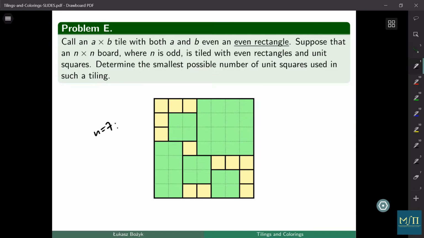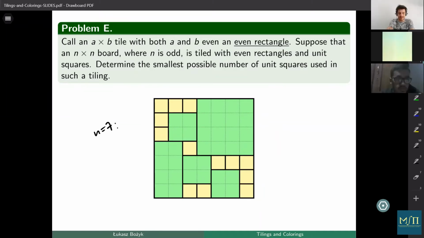We want to tile it with even rectangles. Of course, we won't succeed because even rectangles have even areas, for example, and they won't cover the entire square. So we want to use also unit squares, the yellow ones. But we want to have even rectangles covering as large an area as possible. So we want to use as small a number of unit squares as possible. And the question is to determine the smallest number of used unit squares in such a tiling.